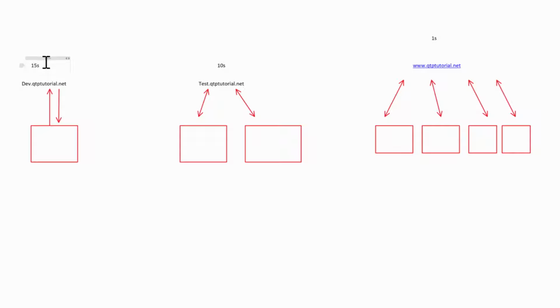So what are you going to do? Are you going to put an if clause into your test that says if it's dev, wait for 15 seconds, if it's test, wait for 10 seconds, and if it's prod, wait for 1 second? Yeah, that's possibly one solution, very dirty, but it's a solution, right?